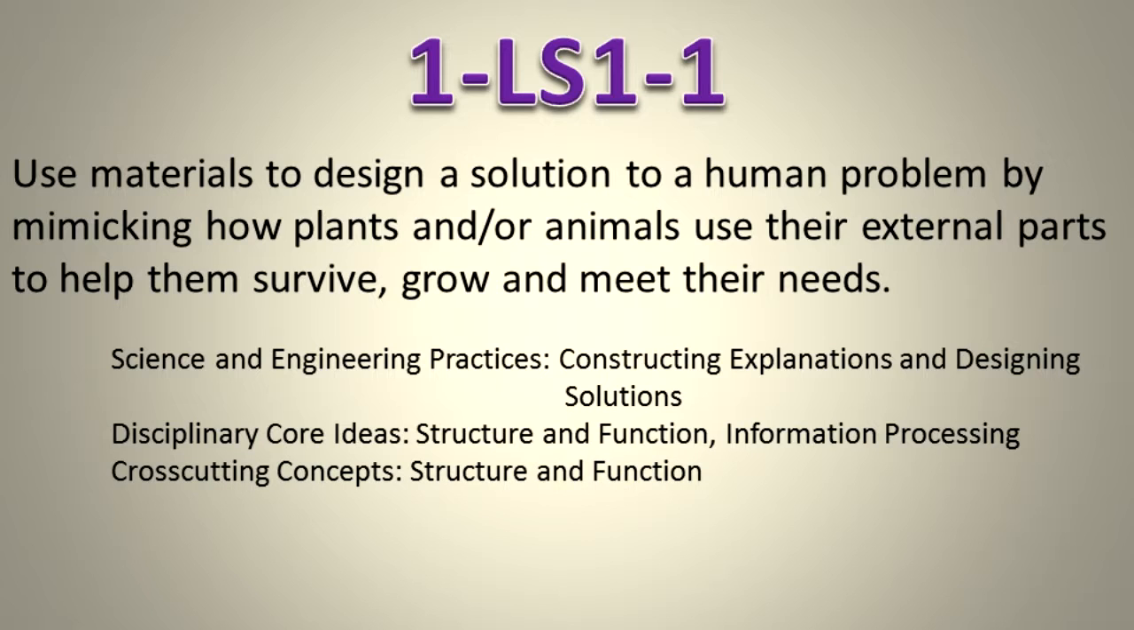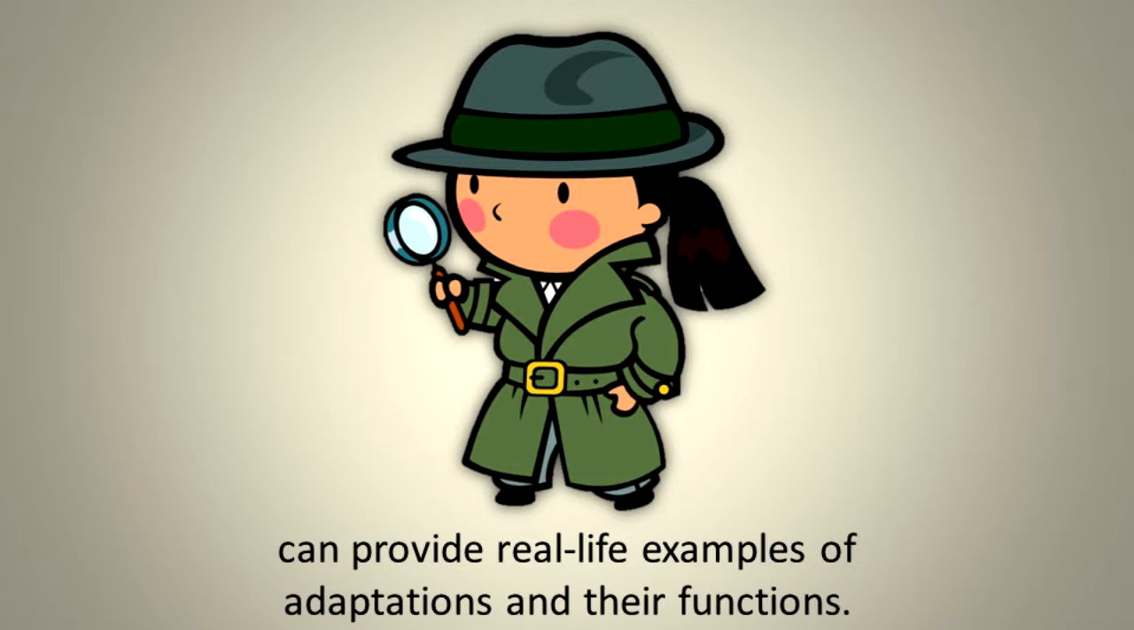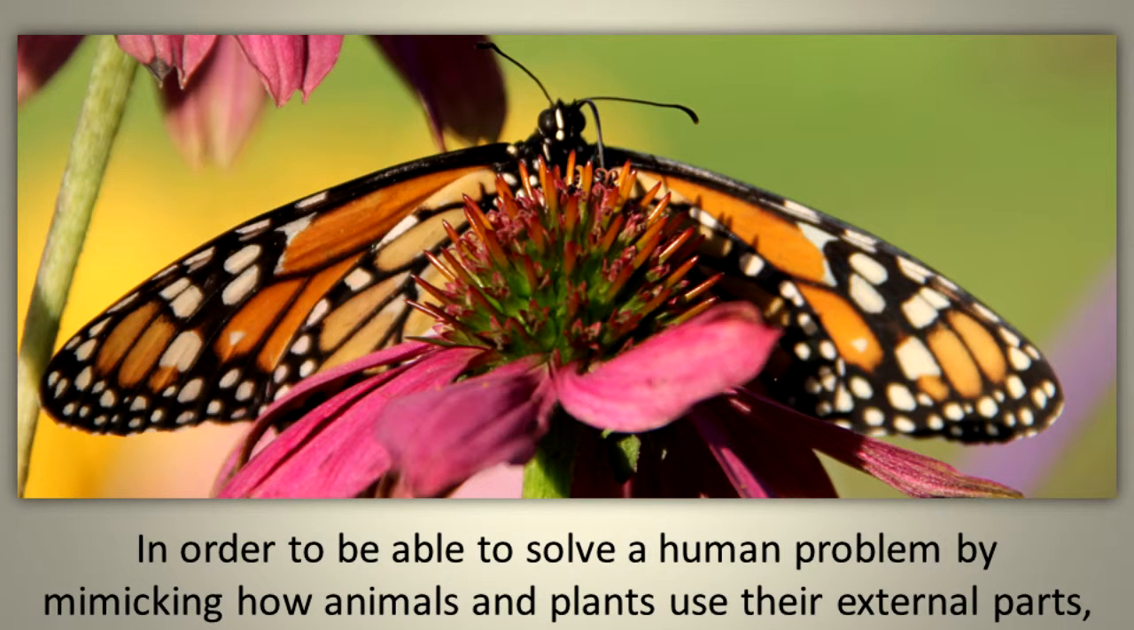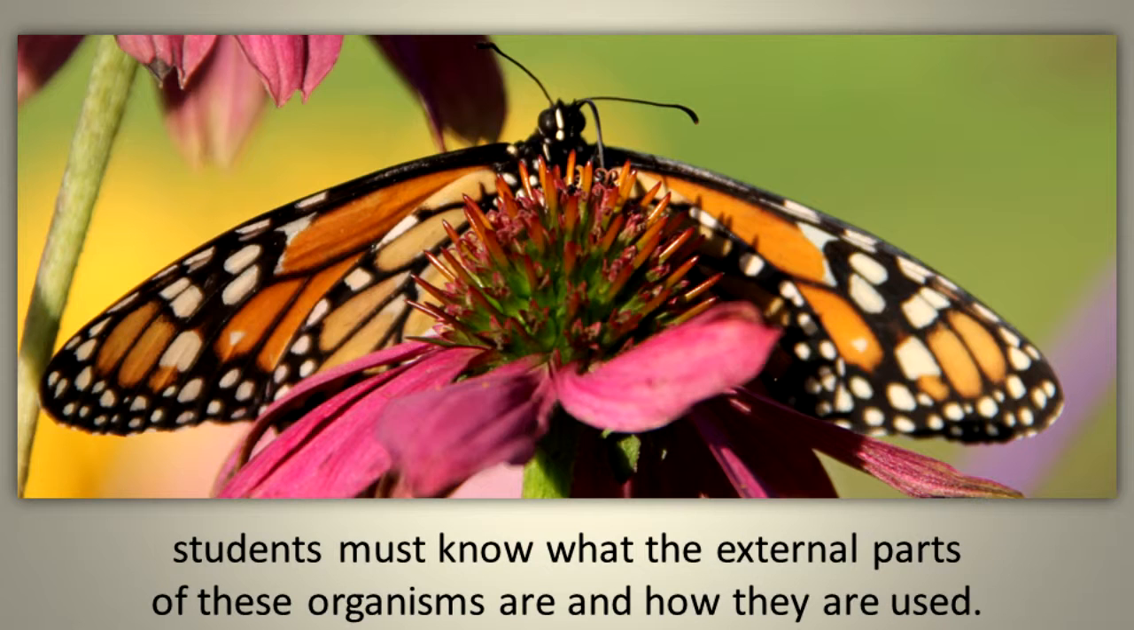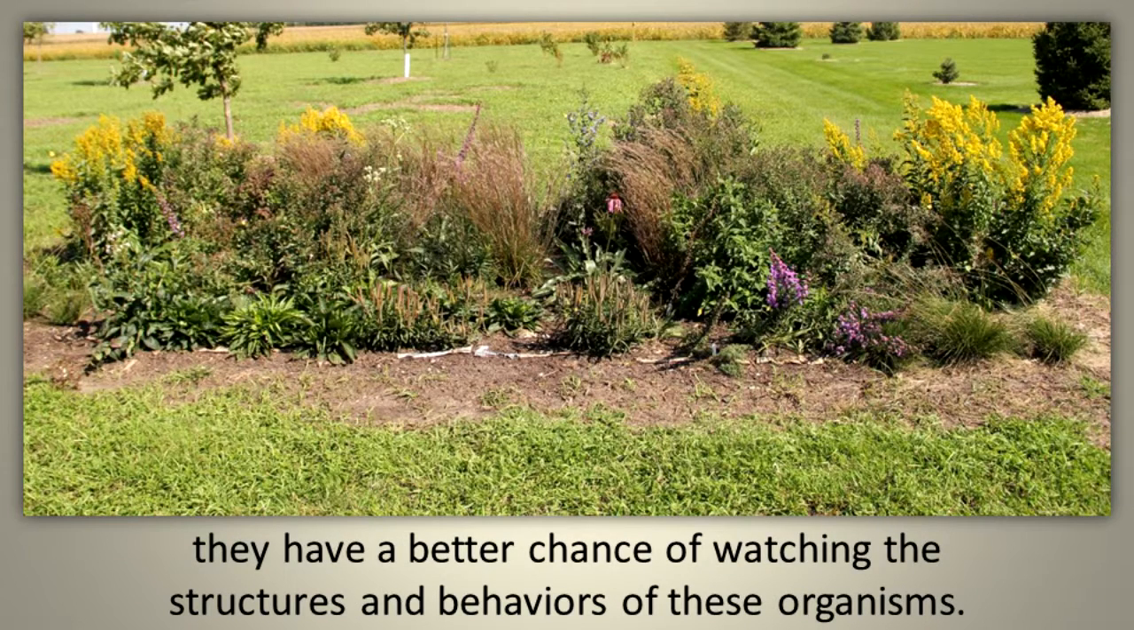Student observations of the plants and animals in the habitat area can provide real-life examples of adaptations and their functions. In order to be able to solve a human problem by mimicking how animals and plants use their external parts, students must know what the external parts of these organisms are and how they are used. Because the habitat area makes plants and animals easily accessible to students, they have a better chance of watching the structures and behaviors of these organisms.